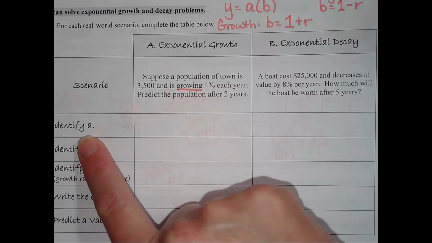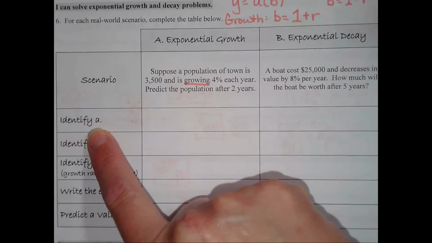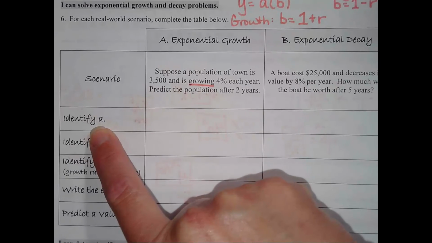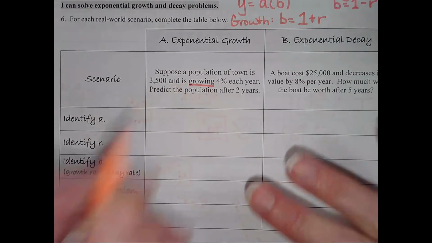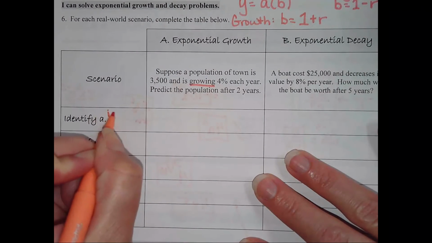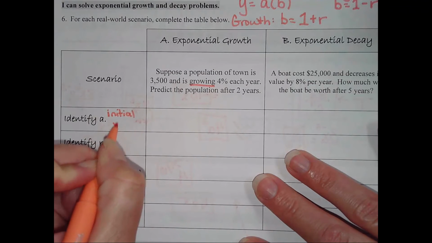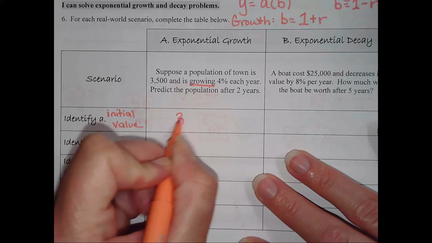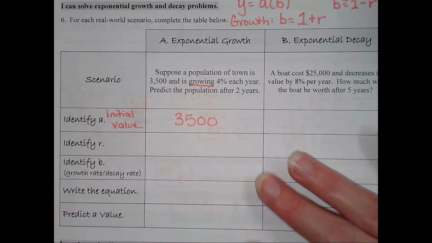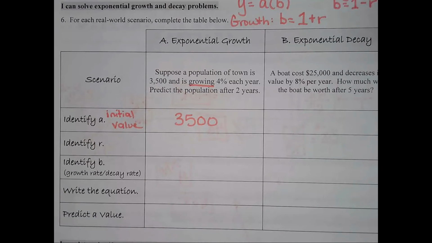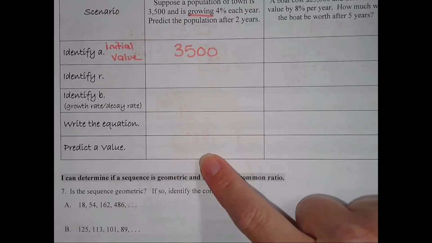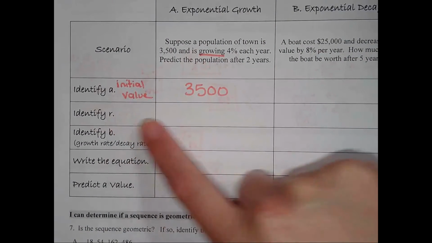So first thing they want us to do is identify A. In this case, what is our A value? 3,500. A is always the initial value. It's your starting value. So A is 3,500. That's what we're starting with. And it's growing, so hopefully when it's all said and done, the prediction has to be bigger than that. What is our rate?